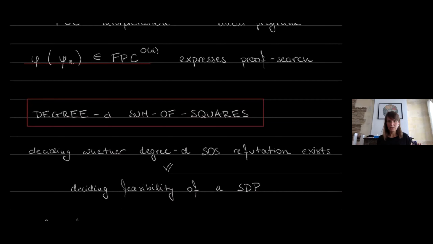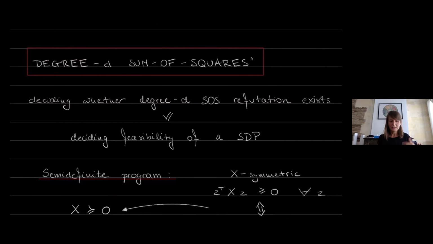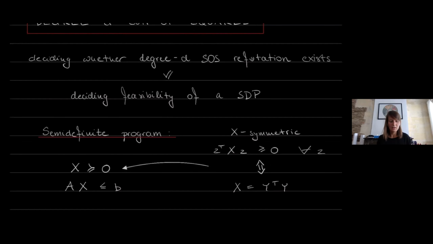So I will get back to this definability of linear programming. But before we do this, I would like to say a very similar thing for degree D sum of squares. Deciding whether there exists a degree D sum of squares refutation reduces in a similar way to deciding feasibility of SDPs. So what is an SDP?